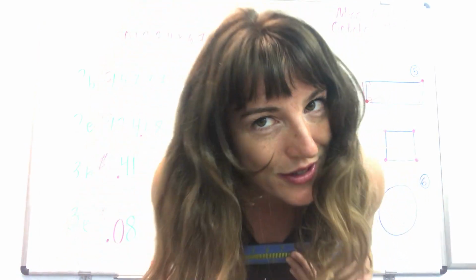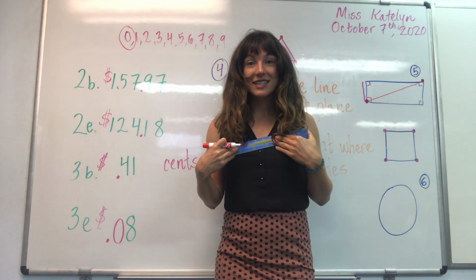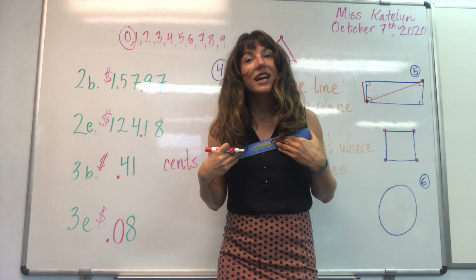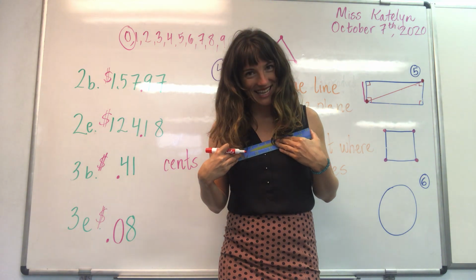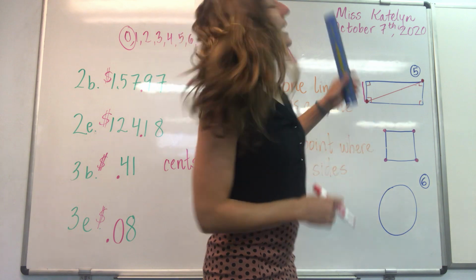So if you didn't use a ruler with the rectangle, please erase the line, go get a ruler, come back, use the ruler. I can tell that a ruler wasn't used. You're gonna have to do it again. Okay? Thank you. All right, here we go.